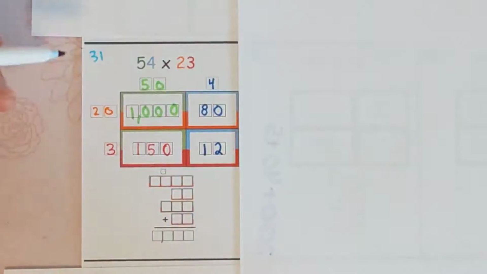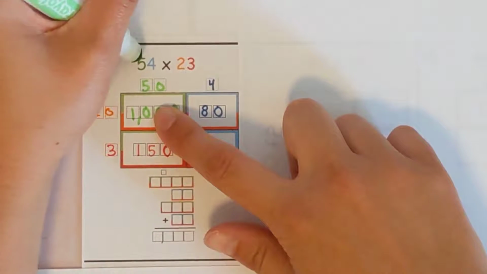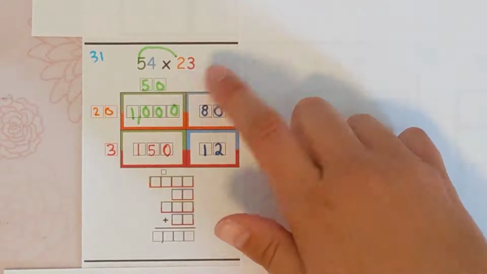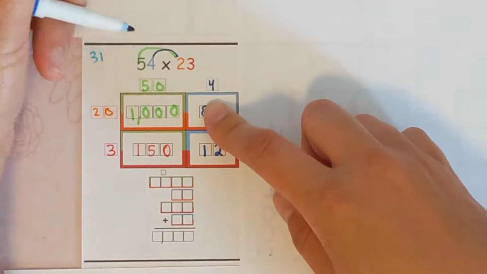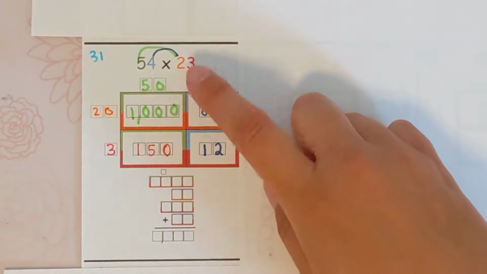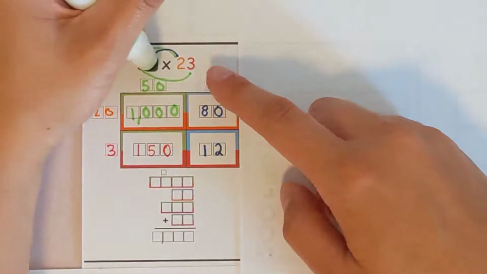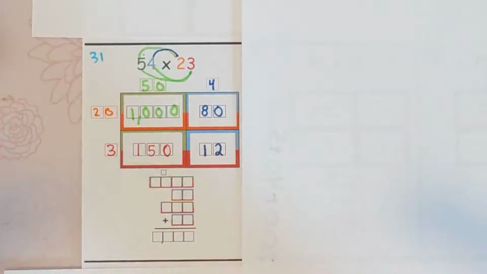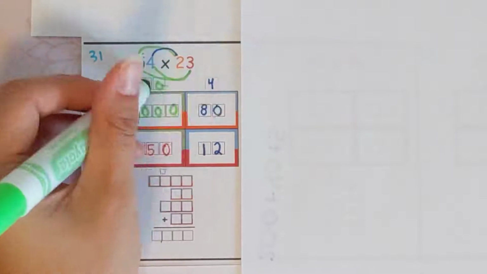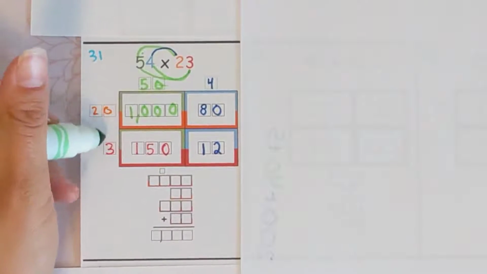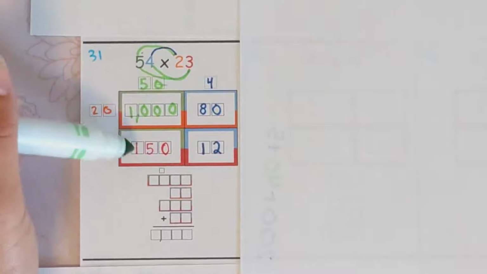So now we've multiplied all these digits together. This first box up here was 50 times 20. Then we did 4 times 20. Then we did 50 times 3. This one, and then we did 4 times 3. So all the digits have multiplied against one another. But the 50 and the 4 never went against each other, and the 20 and the 3 never went against each other because they're on the same team. The last step is just to take these numbers and add them up.